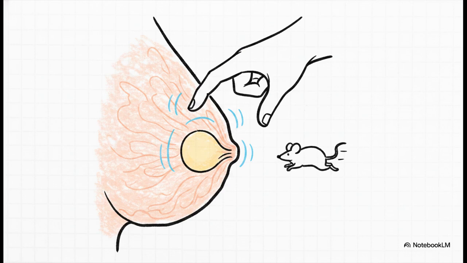Let's zoom in on the fibroadenoma for a second. Because this encapsulated tumor is so incredibly smooth and literally slips right away from your palpating fingers during a clinical exam, it's earned a pretty famous classic nickname.